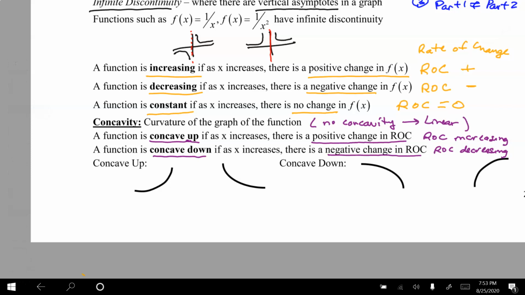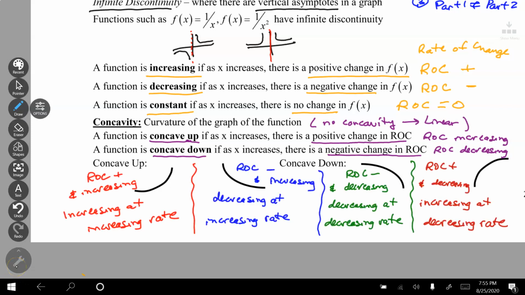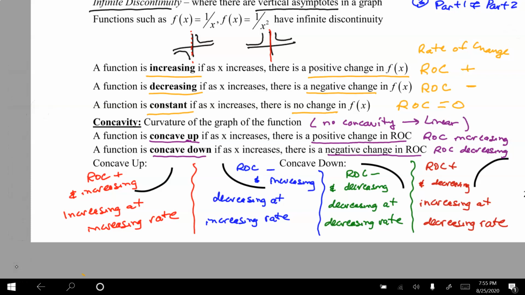So let's look at some of these graphs. I have four different graphs here, and the one that is going up and curving up has a rate of change that is positive and increasing, or the function is increasing at an increasing rate. The next one has a rate of change negative and increasing, so it's decreasing at an increasing rate. The first one that's concave down has a rate of change that's negative and decreasing. It's curving down, so it's decreasing at a decreasing rate.